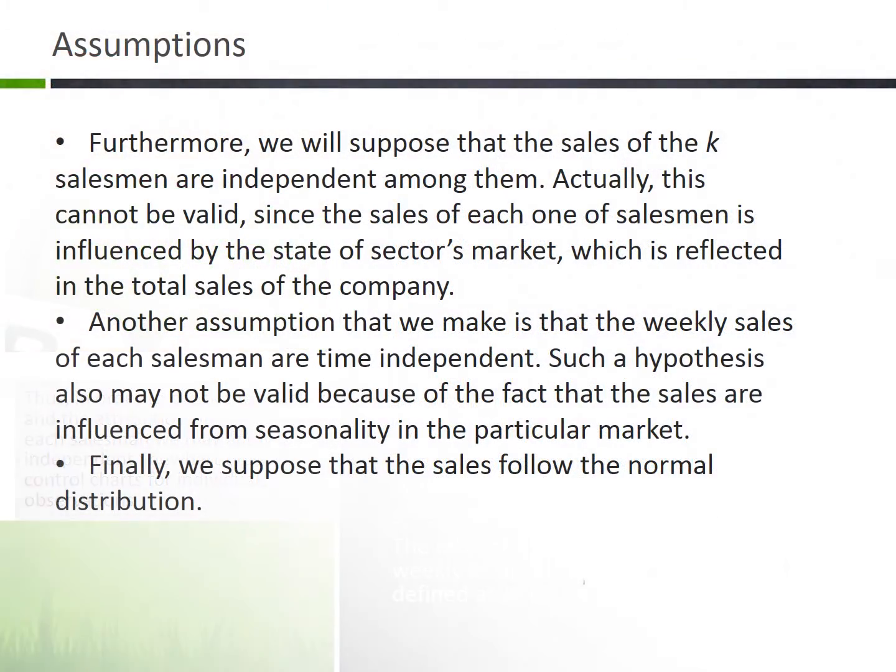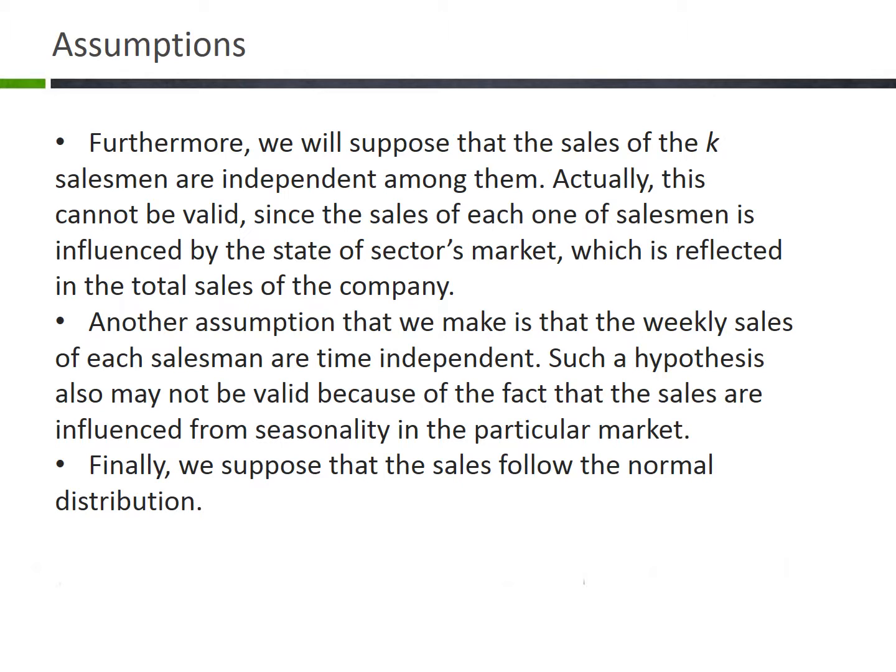The assumptions to solve this problem are: we suppose that the sales of the K salesmen are independent among them. Actually, this cannot be valid since the sales of each one of the salesmen is influenced by the state of the sector's market, which is reflected in the total sales of the company. Another assumption that we make is that the weekly sales of each salesman are time independent. Such a hypothesis also may not be valid because the sales are influenced by seasonality in the particular market. Finally, we suppose that the sales follow the normal distribution.